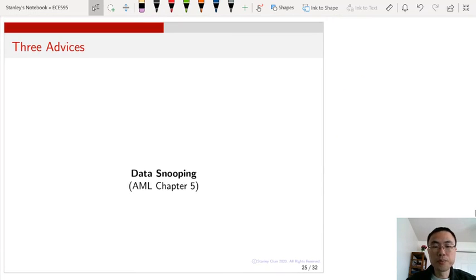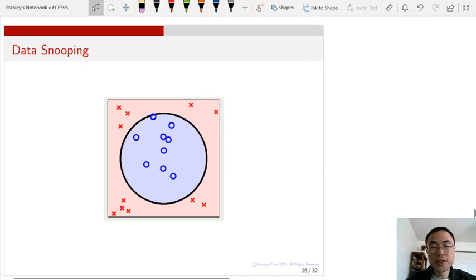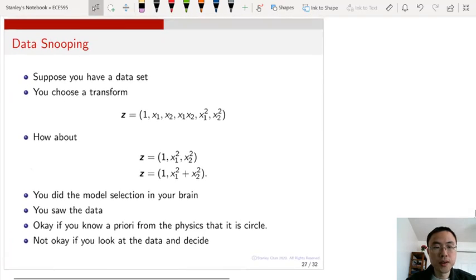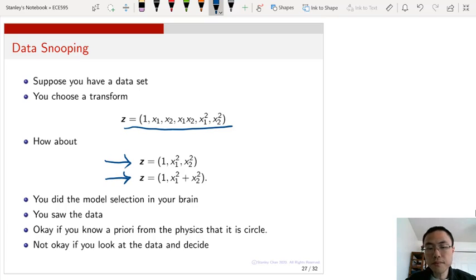Lastly, let me talk about the problem of data snooping. Consider this set of data points. You have the blue circles and you also have the red crosses. One is inside, one is outside. And suppose you have seen this data set and then you are choosing the transformation to be this. And then you can also have other choices of the transformations. And certainly which transformation is better.